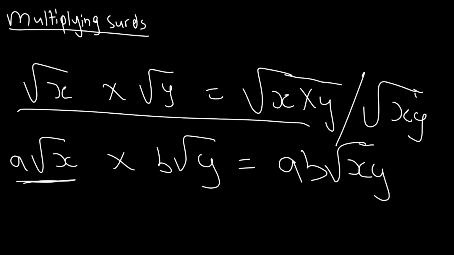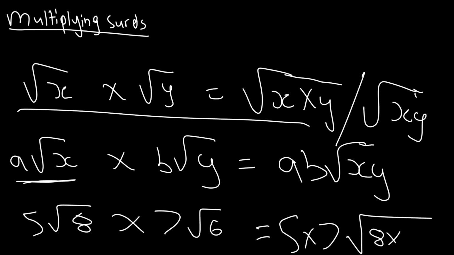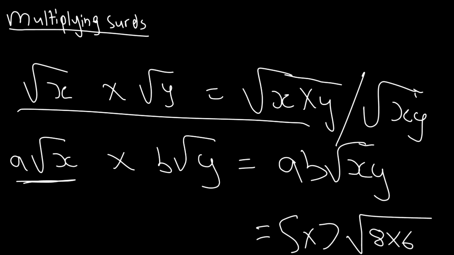Now, if the surd has a whole number next to it, so let's say 5 root 8, and then we multiply it by another surd that has a whole number next to it, let's say 7 root 6. What we basically do here is we multiply the numbers outside the surd, so that would equal 5 times 7, and then inside the surd, we multiply the numbers together. So 8 times 6, and all of that is equal to 35 root 48.